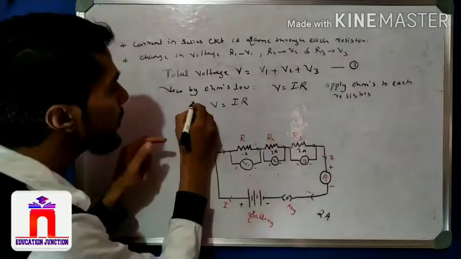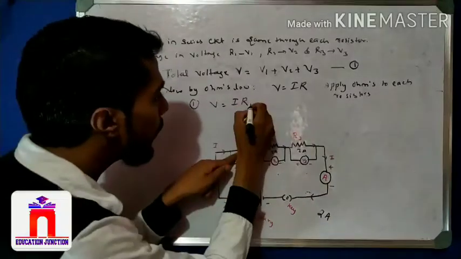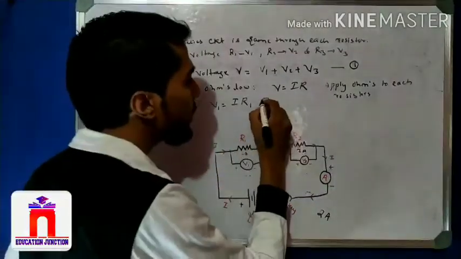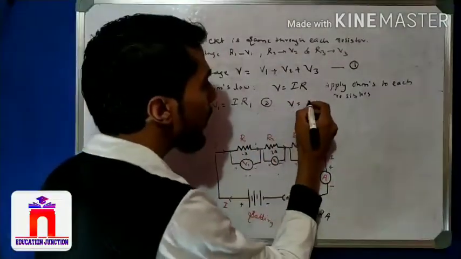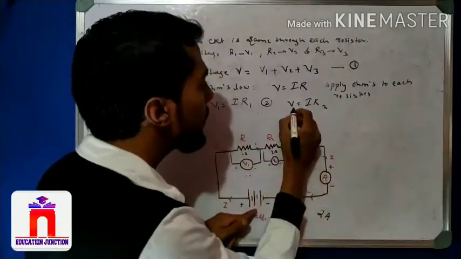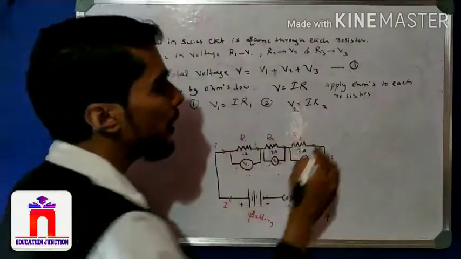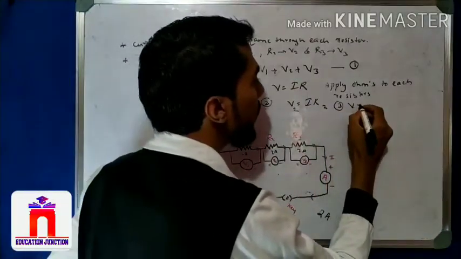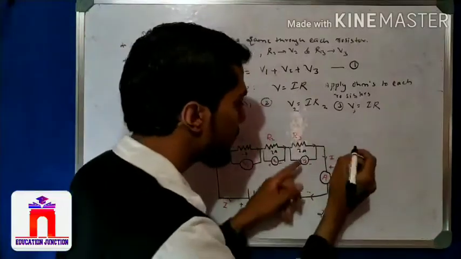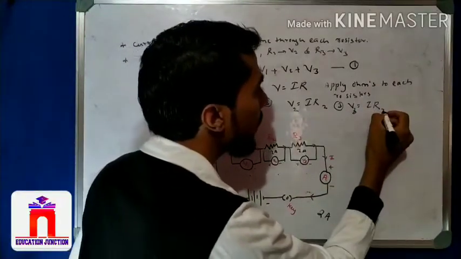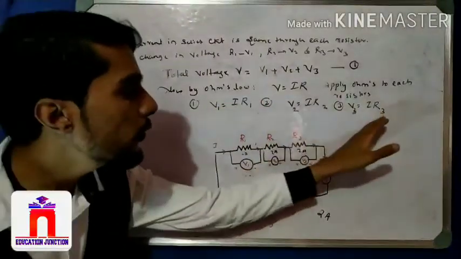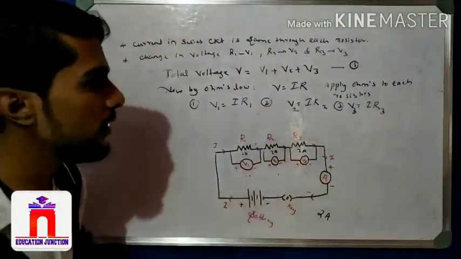In the first case, resistance R1 has voltage V1, and the current is the same, I. In the second case, V is equal to IR, so the resistance is R2, the voltage is V2, and the current is the same I. Third, V is equal to IR, the voltage is V3 and the resistance is R3. These are V1, V2 and V3 across each resistor.